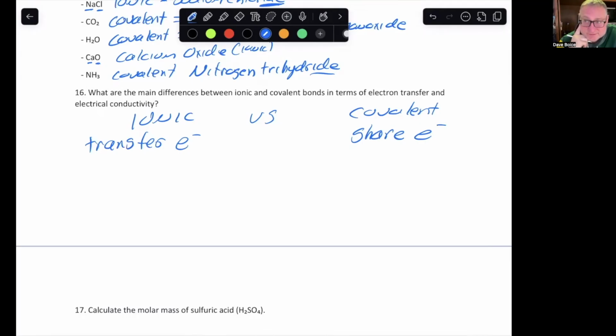When you transfer electrons, you create a charge which is called an ion, and that ionic charge is what creates the bonds, hence the word ionic charge. Covalent, as in co-sharing valence electrons, they will share to get to an octet. All right, what's different? So ionic will break into positive and negative ions so they can conduct electricity. Versus covalent, which cannot.